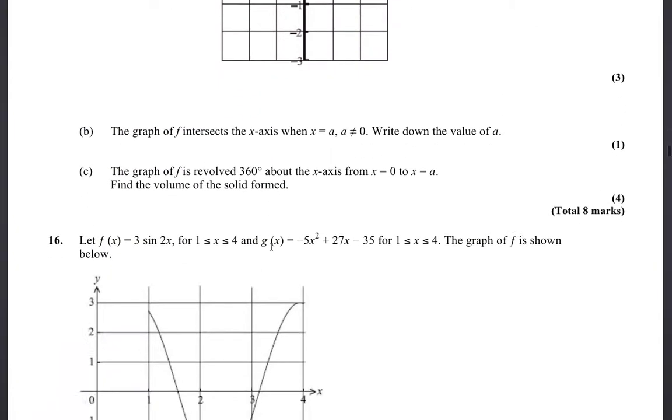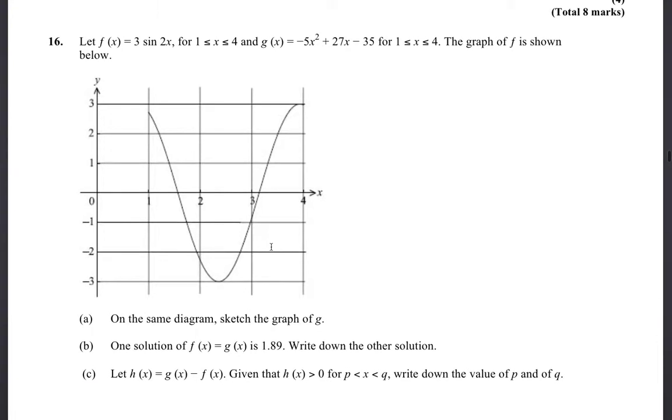So let us look at the 16th one. Let f of x equal 3 sin 2x for x between 1 and 4, and g of x is minus 5x squared plus 27x minus 35, same domain. The graph of f is shown below. On the same diagram, sketch the graph of g.